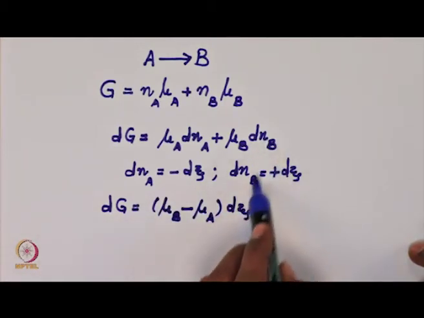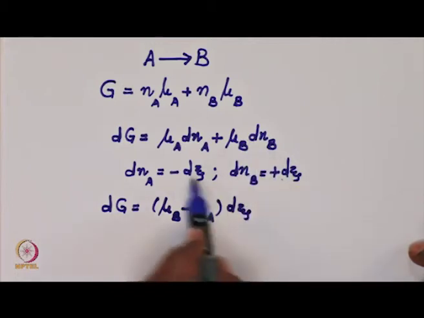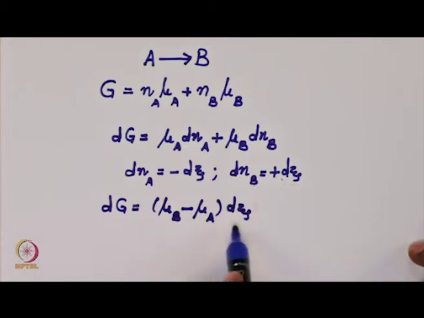Because instead of dNB, I will put plus d xi. In place of dNA, I will put minus d xi, and I take d xi outside the bracket, I have this expression. dG is equal to mu B minus mu A into d xi.